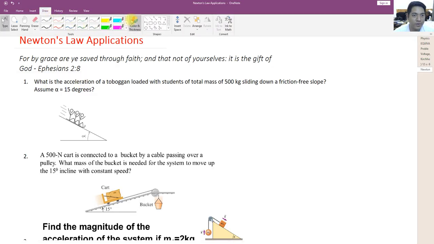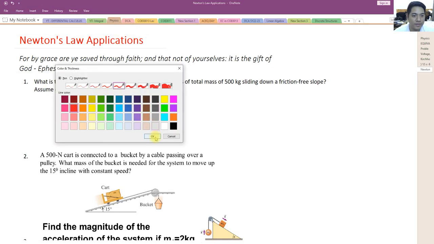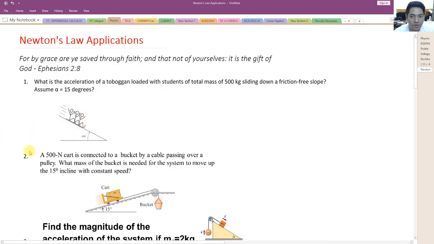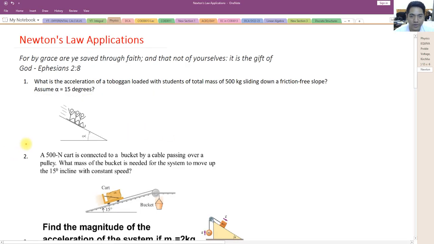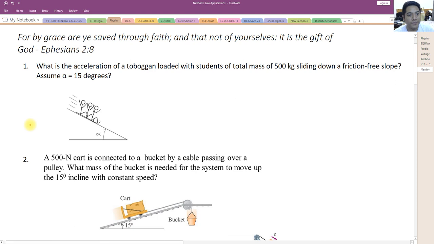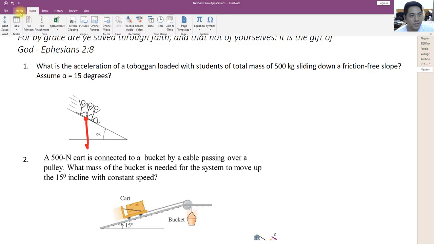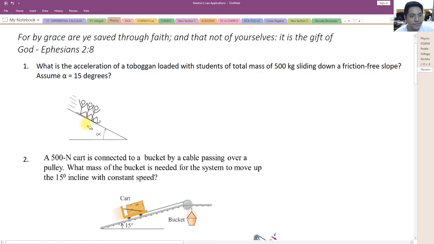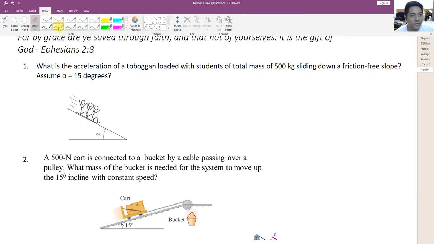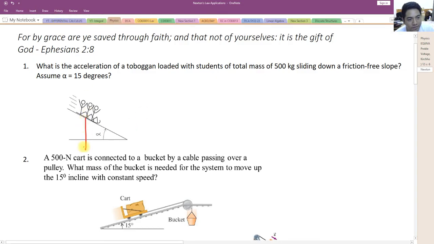The very first thing that we're going to do in order to solve a Newton's law applications problem, of course, is draw the free body diagram. As you can see, we have the weight here. Oops, the font is too big. Let me choose a smaller font. So we have the free body diagram.